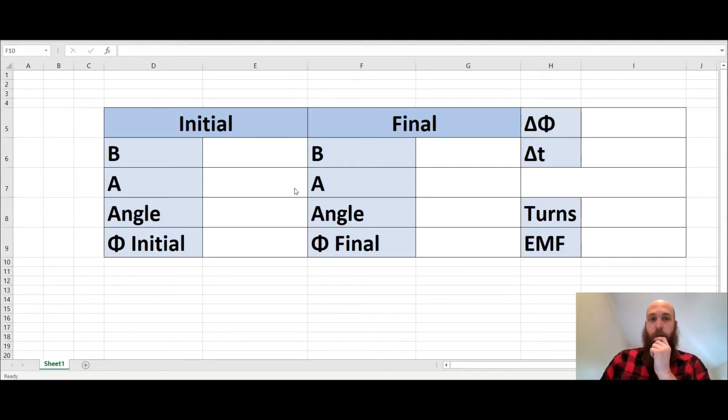Okay, so let's give this problem a try. I've set up this table so that we've got spots for our initial information, spots for our final information, then up here in the corner, we can find our changes. And then lastly, we can get to our final answer. And that's kind of the way that these problems always go.